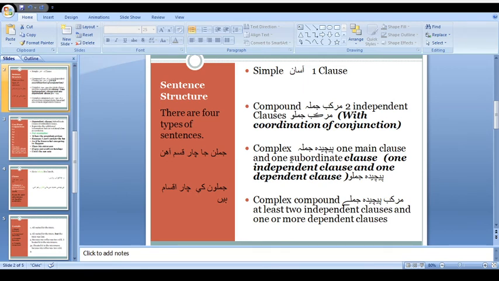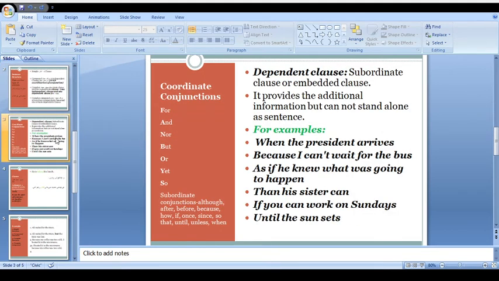If we read that subordinate sentence without an independent clause, it doesn't make sense. Let's see. When the president arrives, what happened? Okay. Because I can't wait for the bus. Okay, give me the reason. Okay, why can't they wait for the bus? As if he knew what was going to happen. What is the background information?